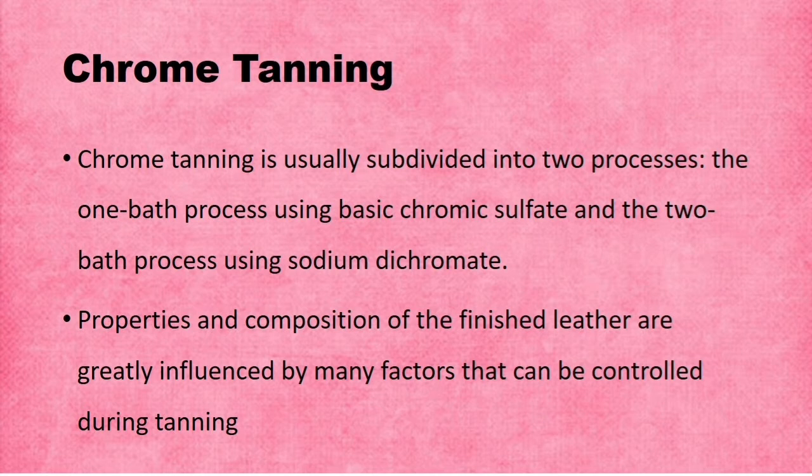In the chrome process, the properties and composition of the finished leather are greatly influenced by many factors that can be controlled during tanning. Such factors as salt concentration, temperature, agitation, time, and proportion of protein to liquor are very important in the effects on the leather produced. In fact, it seems that the number of possibilities of operation and final results in chrome tanning is infinite.